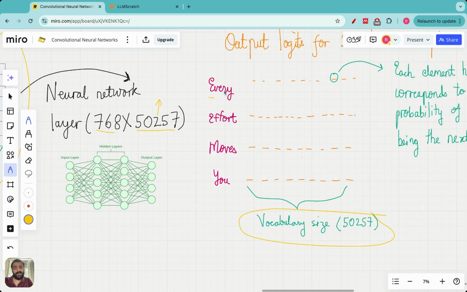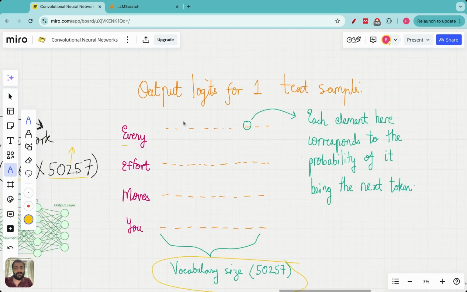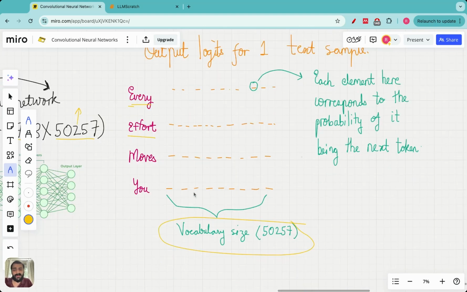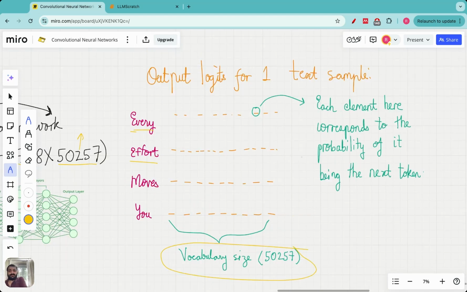So for every token, we have these logits, which is a 50257 dimensional vector. For every, there is a 50257 dimensional vector. For effort, there is a 50257 dimensional vector. Similarly, for moves and you, there are 50257 dimensional vectors. And the reason is that we want to predict the next word based on the input. So when every is the input, we want to predict what's the next word, and that should be effort.